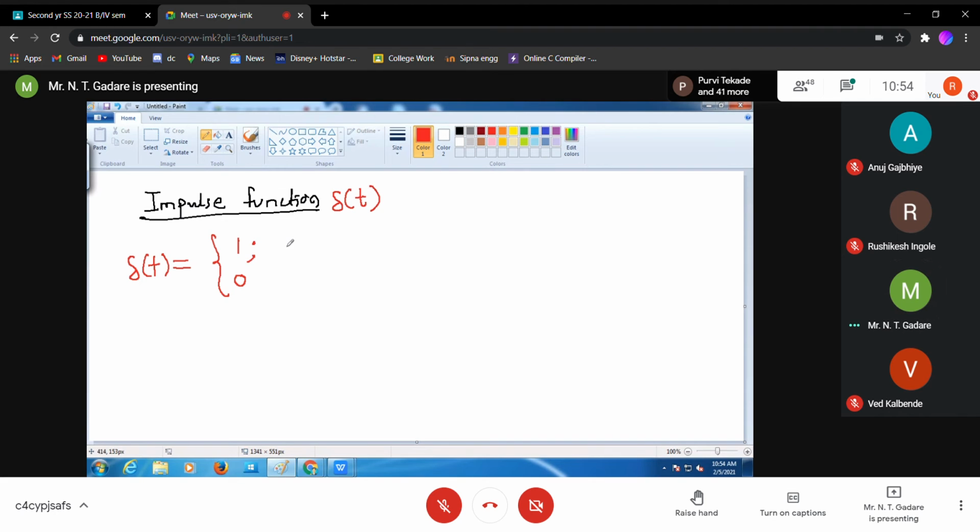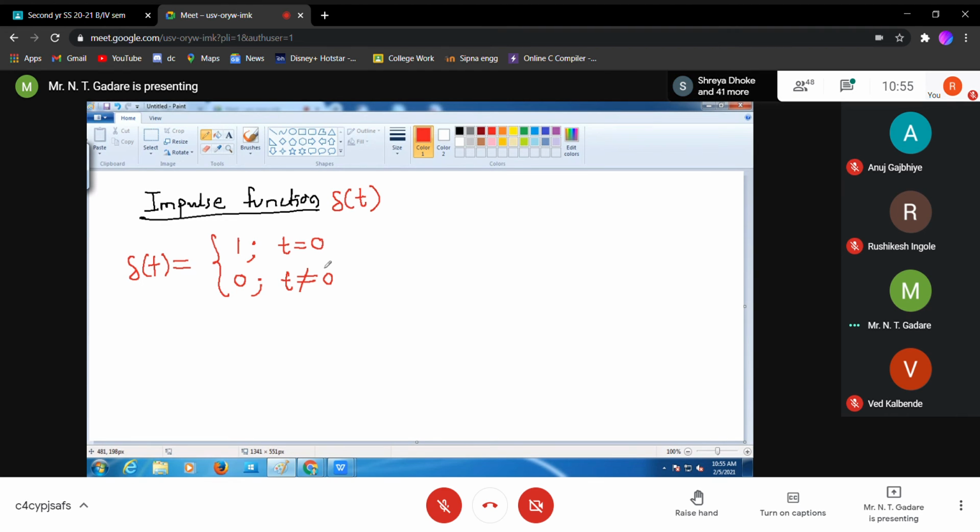So del of t is 1 when the value of t equals 0. जब t की वैल्यू 0 होती है, then and only then it is 1. Now the second question, when is it 0? It is 0 when the value of t is not equal to 0. This is the simple case, and this is the second standard signal. I'll repeat. Impulse means what? One spike. Okay. I'll just plot the graph of the impulse function, how it will look.